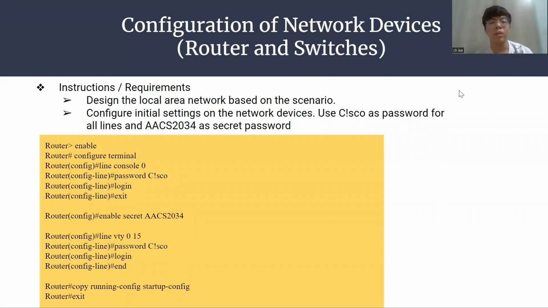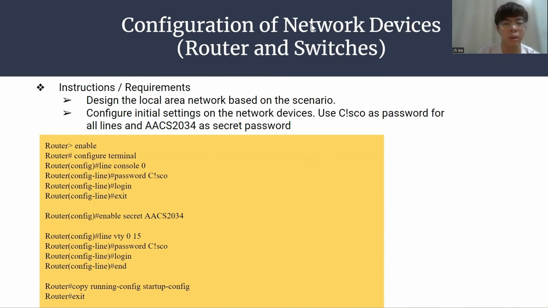Hi guys, my name is CHOONG HENG. Now I will talk about the configuration of the network devices, router, and switches. The instructions and requirements for this assignment are to design the local area network based on the scenario, configure the initial settings on the network devices, and use Cisco as the password for all lines and AACS2034 as the secret password. You may follow the steps below to do it.